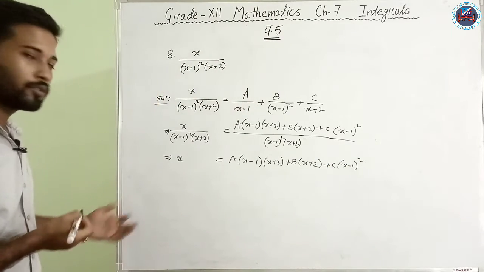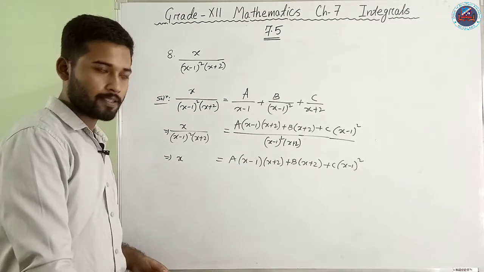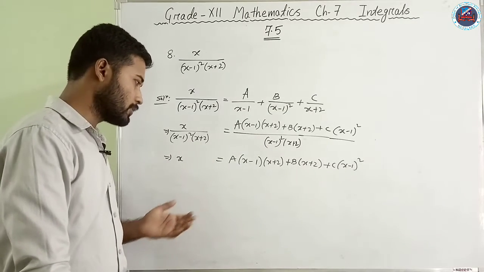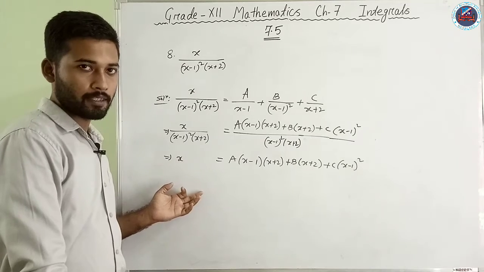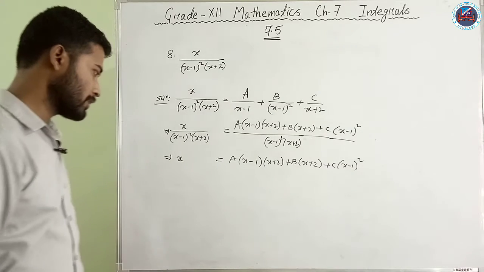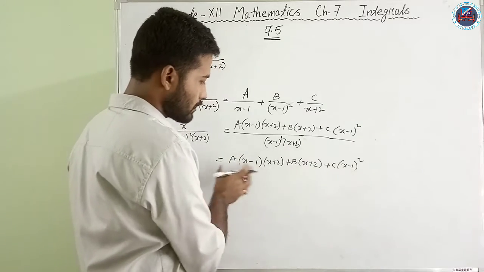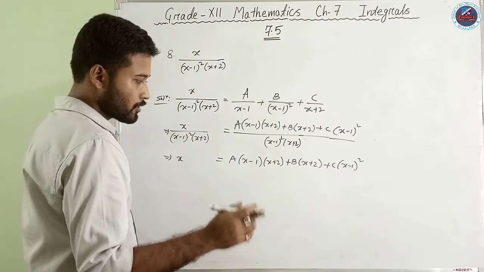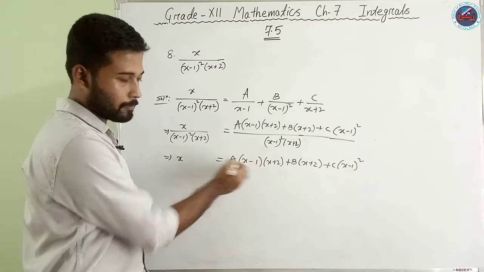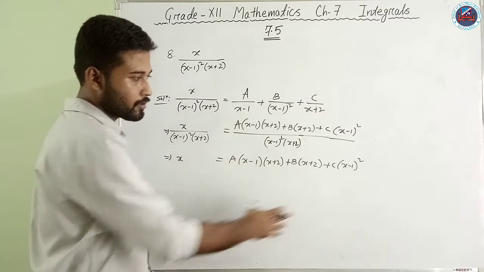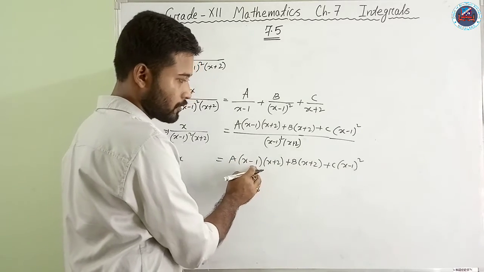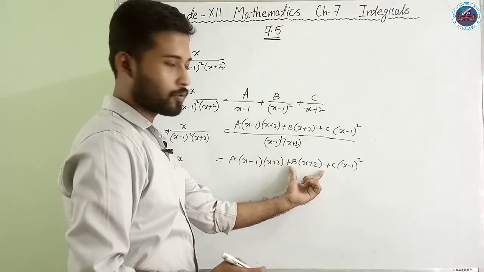Okay, now what to do? We need to equate the coefficients of x. But before doing that, let us see one thing. There is another shortcut technique, you can say. Check at which point these terms are 0. The first is, if I put 1 in place of x, this term will be 0, this term will be 0, because 1 minus 1 will be 0, and we will be left with only this.